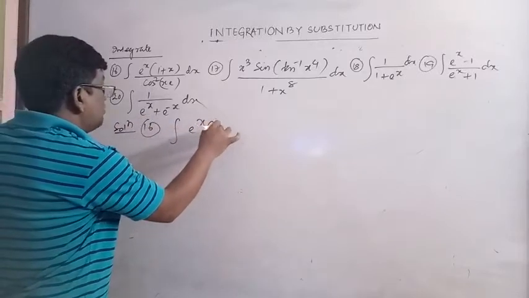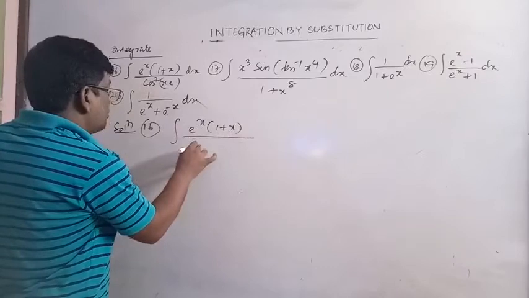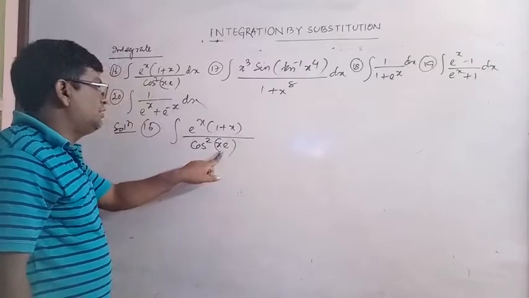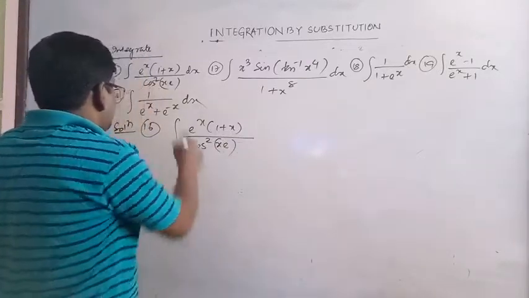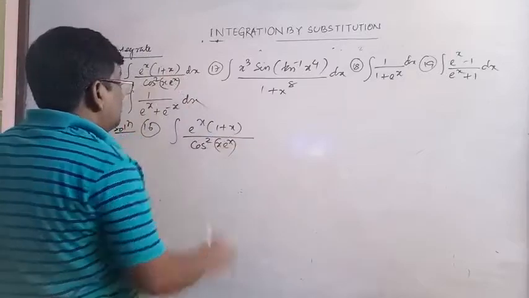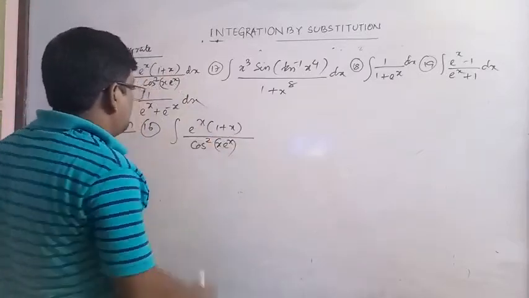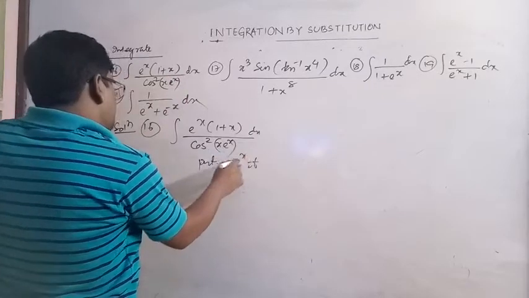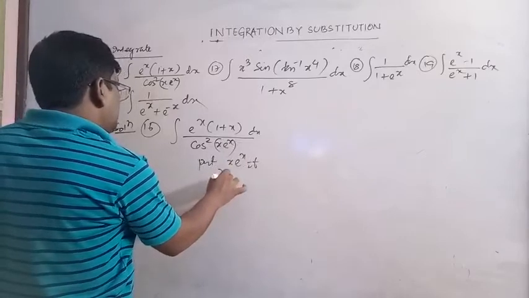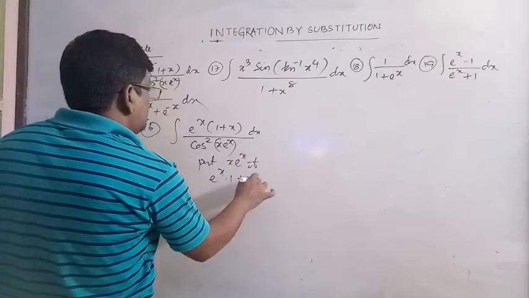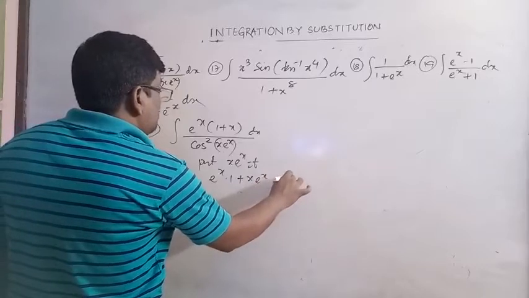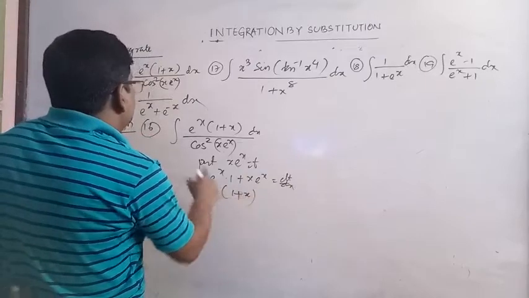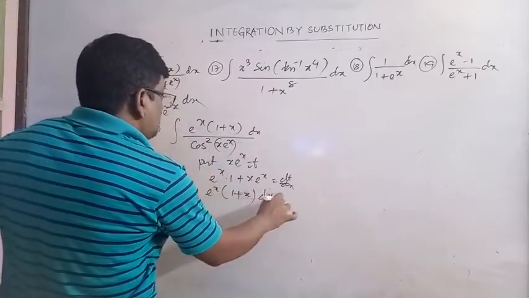Integration of e to the x (1 plus x) divided by cos square of (x into e to the x). Here, what is the derivative of x into e to the x? Sorry, this is e to the x. Put x into e to the x equal to t and differentiate both sides with respect to x. The derivative gives e to the x into (1 plus x), which is equal to dt by dx. So e to the x, taking common, 1 plus x is present here, so this is equal to dt.